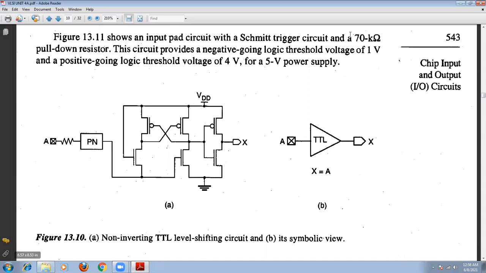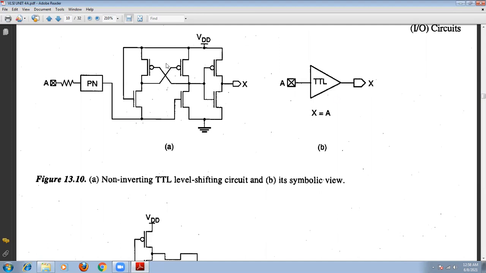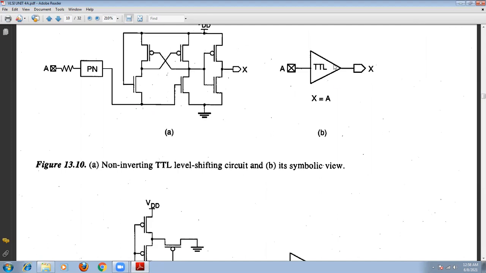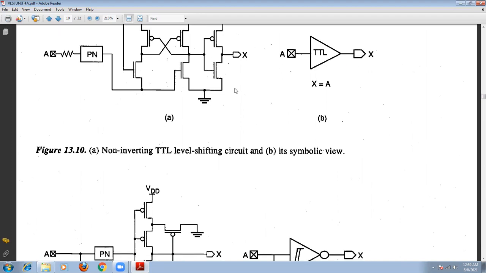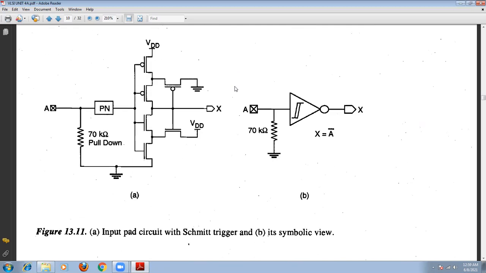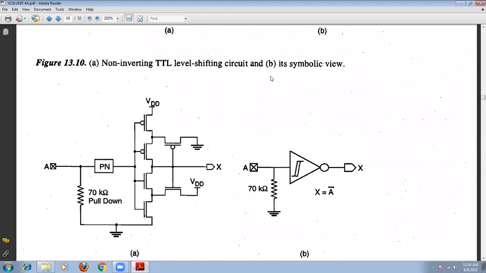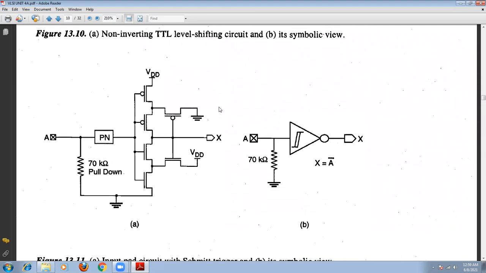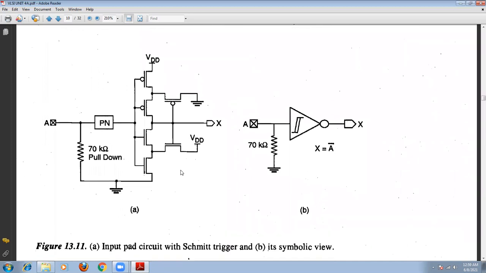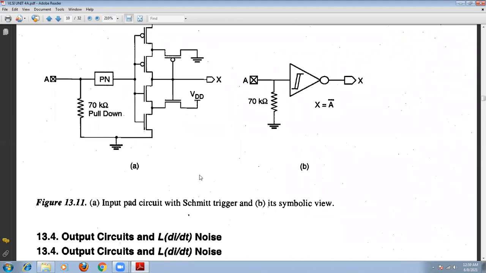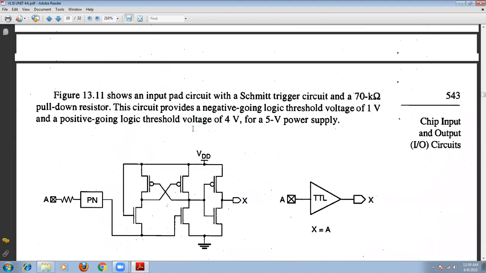So this type of circuit we are going to use in the input circuit, and this is called the non-inverting stage. This is a non-inverting level shifting circuit. Similarly, we have another type of network, the inverting type. In the inverting type, we are going to use the Schmitt trigger structure. This is the form of the Schmitt trigger structure, which uses 70 ohm pull down resistors at this point.